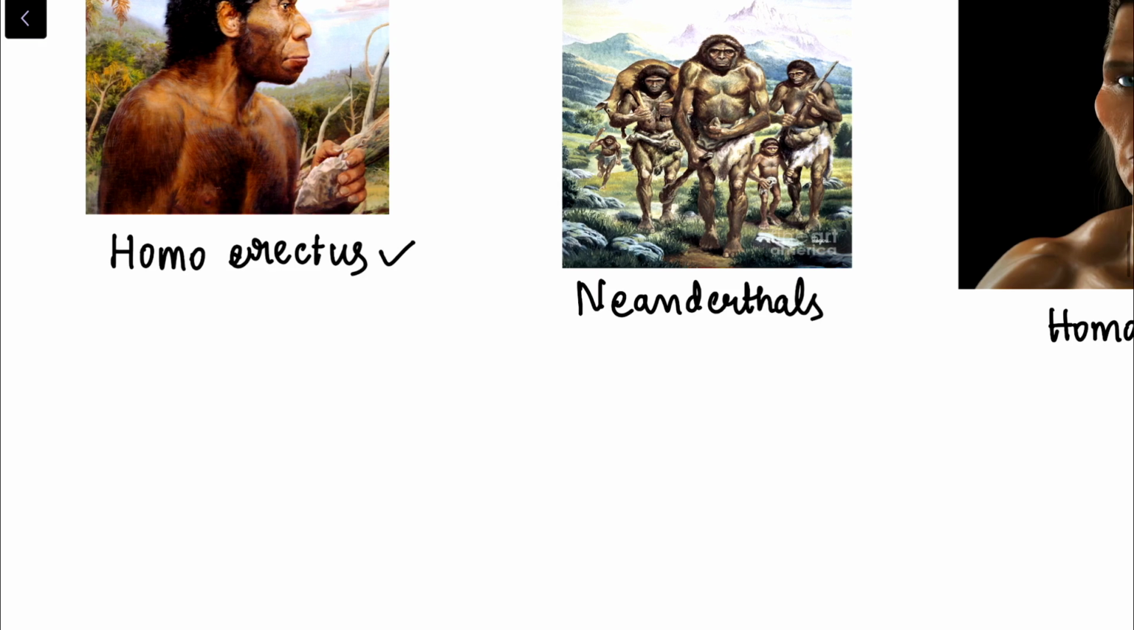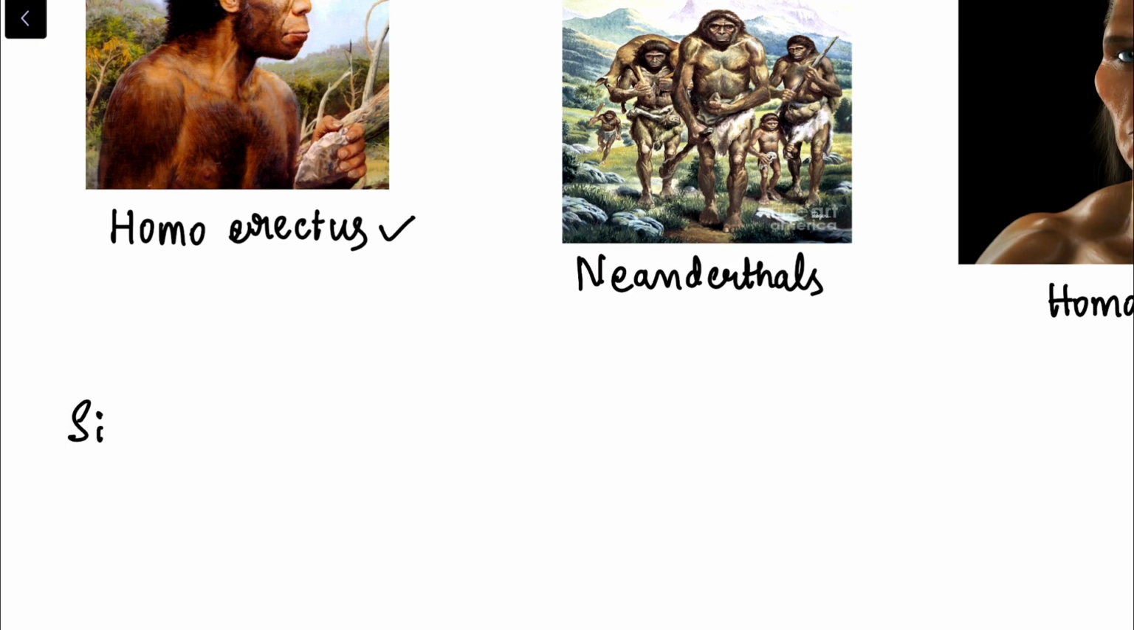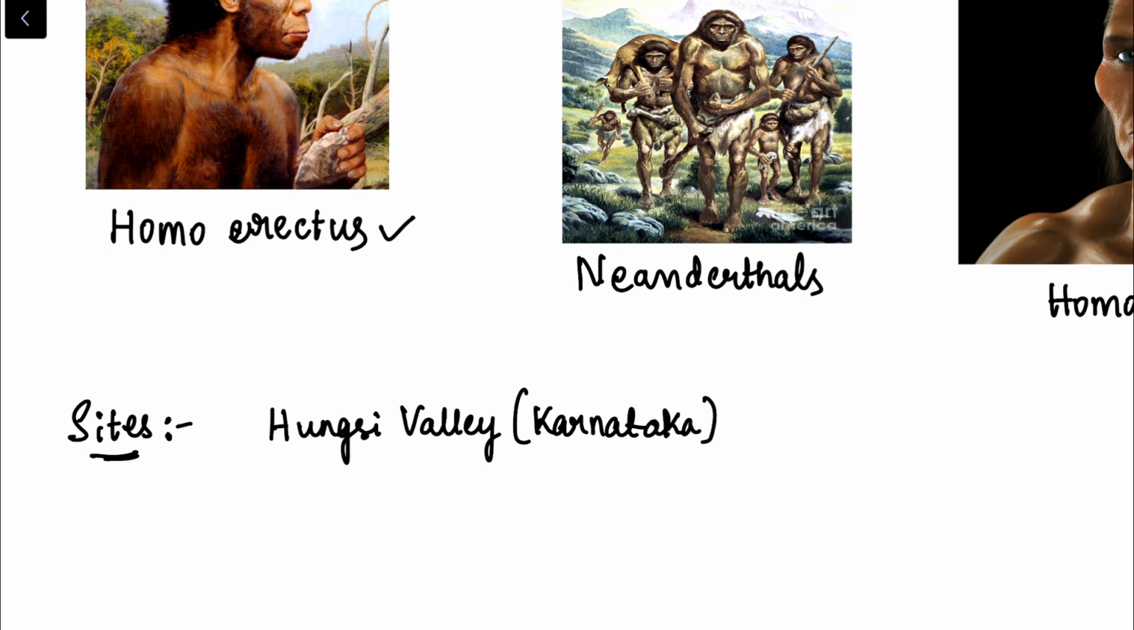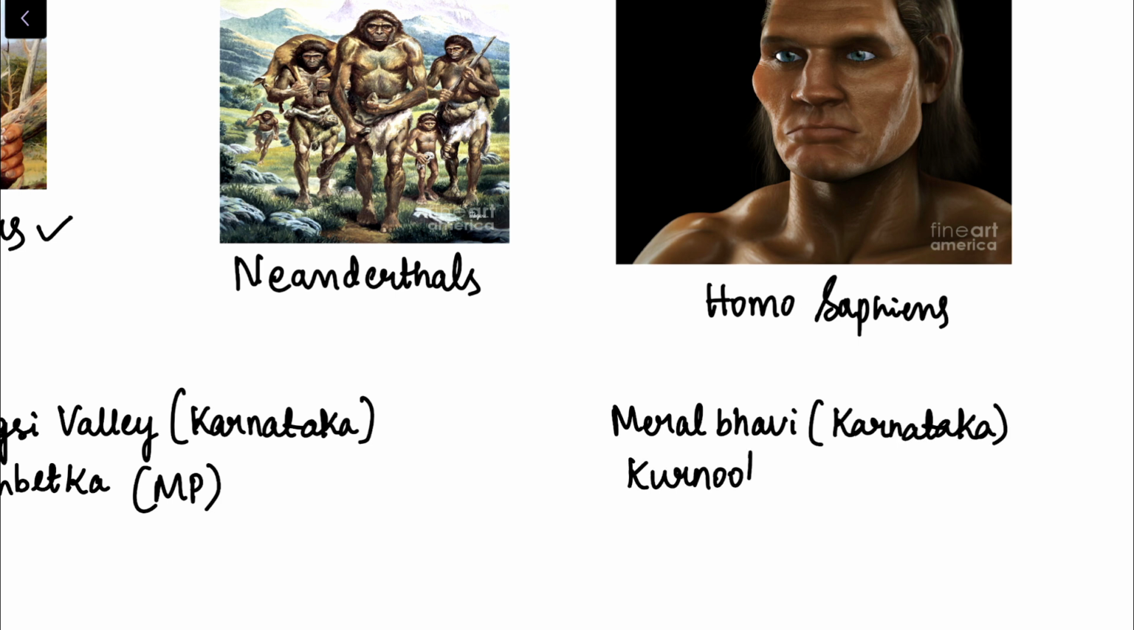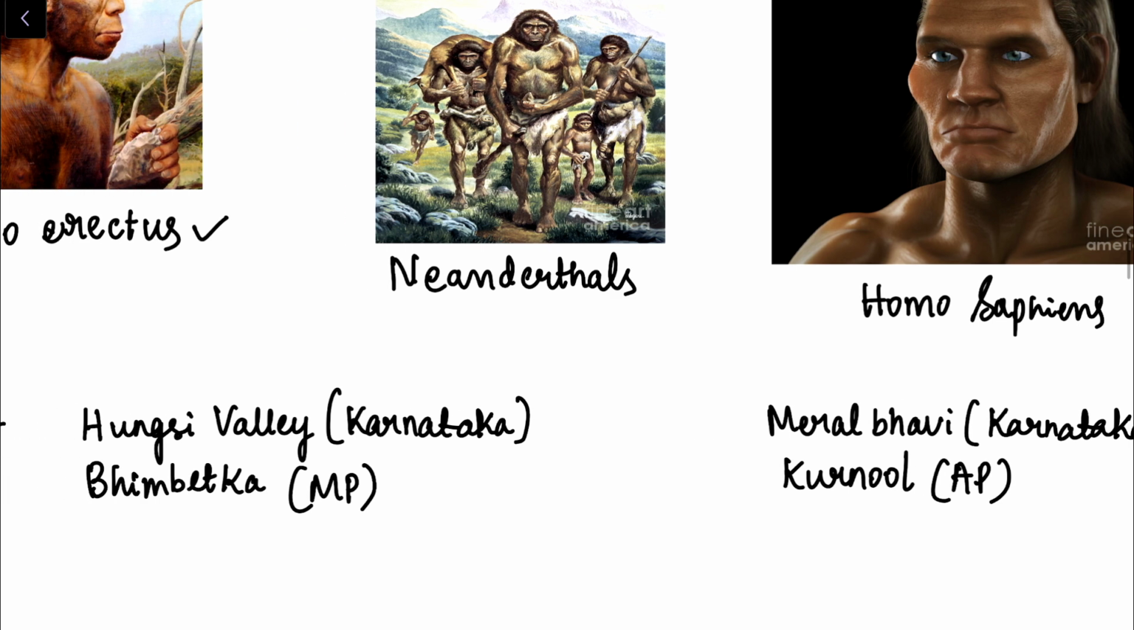If we see sites of the Paleolithic Age, Hunsi Valley, which is in Karnataka, and Bhimbetka, which is in Madhya Pradesh, were sites of the Lower Paleolithic Age. If we see Upper Paleolithic Age sites, Meeral Bavi in Karnataka and Kurnool in Andhra Pradesh.